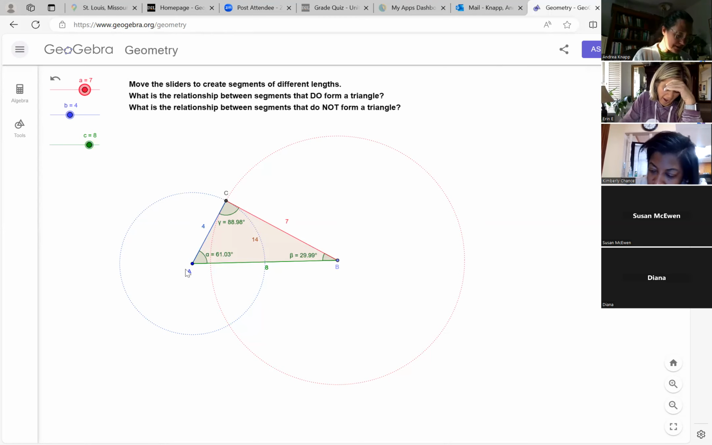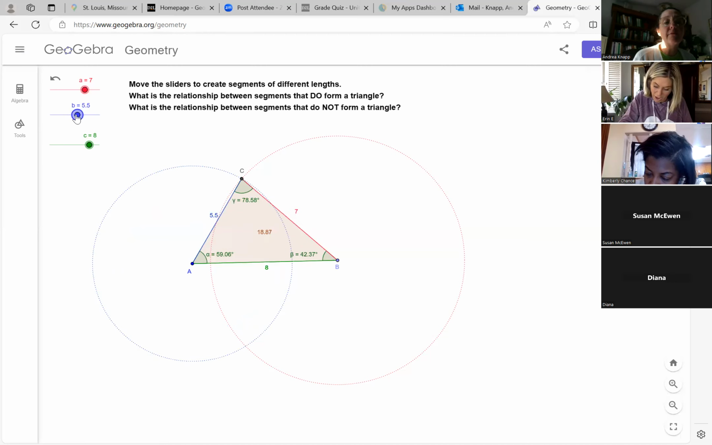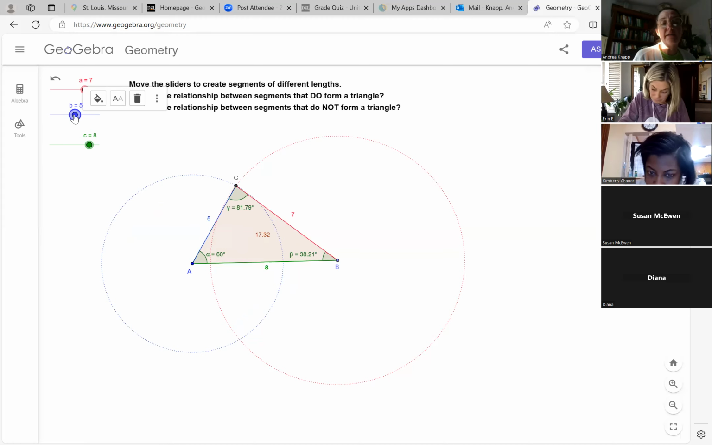Measure the angles opposite BC and AC. So the angle opposite BC is 61.03. And the angle opposite AC is 29.99. Compare the angle measures. Repeat it for a different triangle. Okay, so let's make this one 5. So this time, BC is still greater than AC. The angle across from BC is 60. The angle across from AC is 38.21. What did you find?